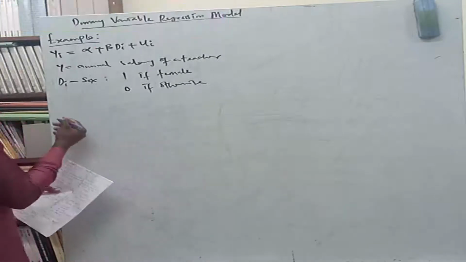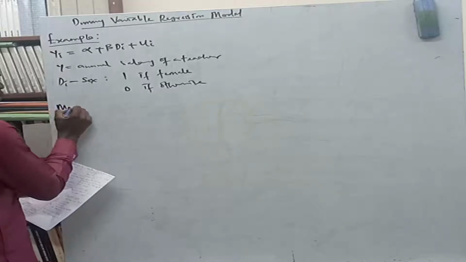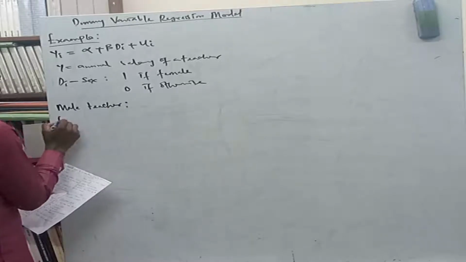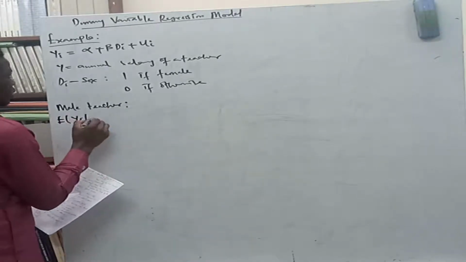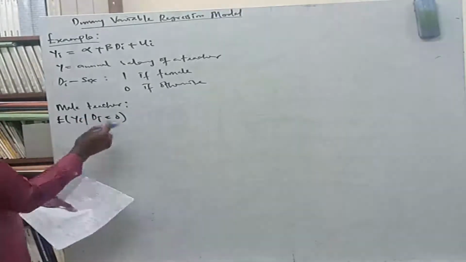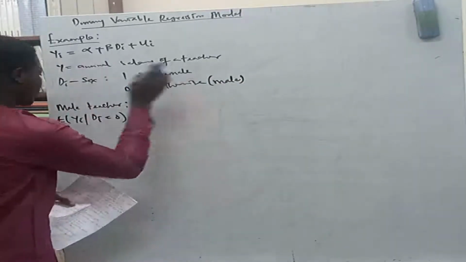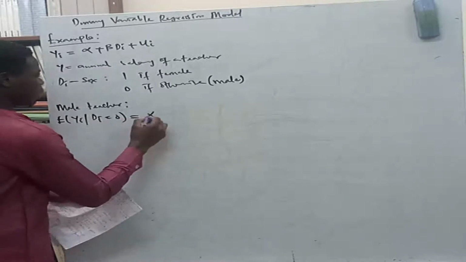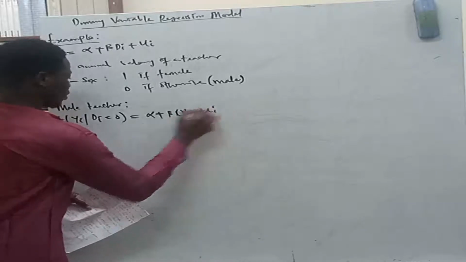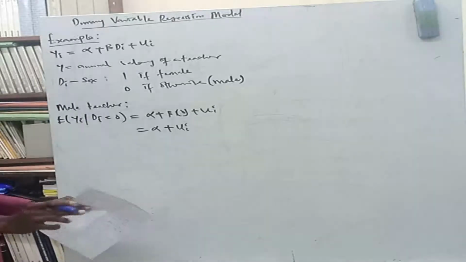The mean or average salary of a male teacher would be the expected value of y when D_i is equal to 0. Why is that? Because we already specified that it should be 1 when it is female and 0 when it is male. So that gives alpha plus beta times 0 plus u_i, that is alpha plus u_i. That is the mean or average salary of a male teacher.